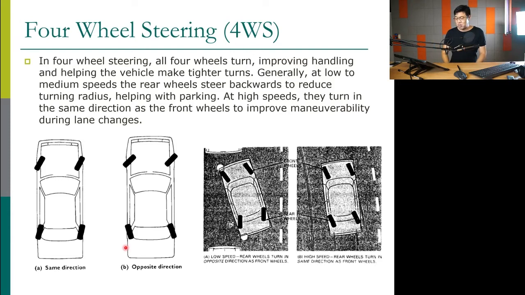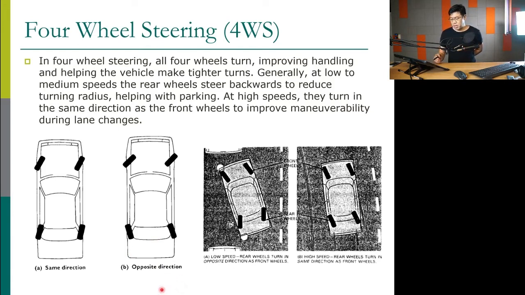That's good, right? So the four-wheel steering system can do same-direction turns and opposite-direction turns. The same direction is for changing lanes, and the opposite direction is for making a U-turn or making a corner like that.